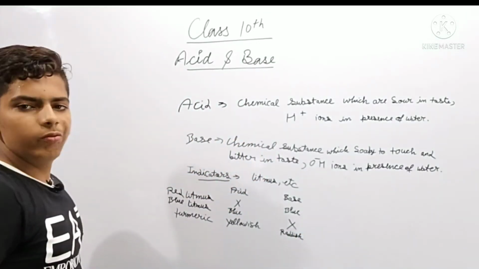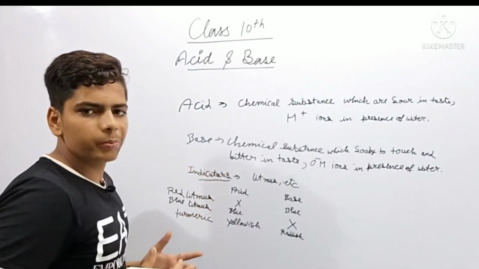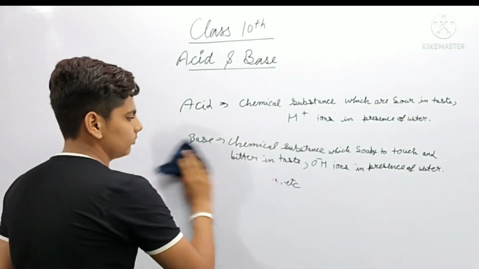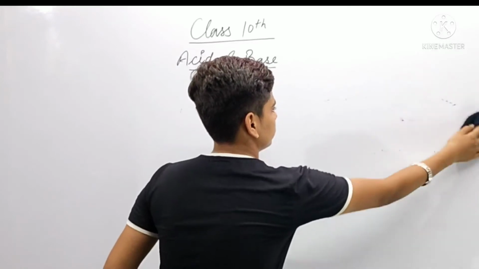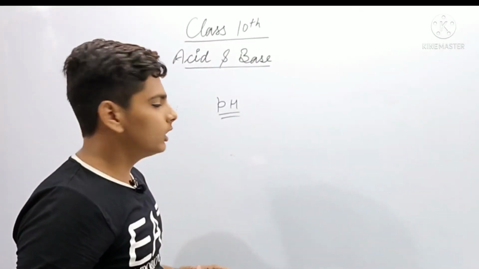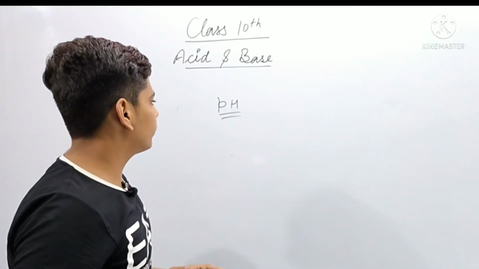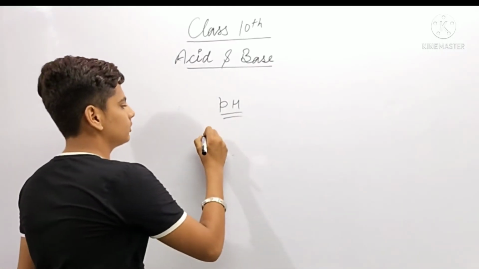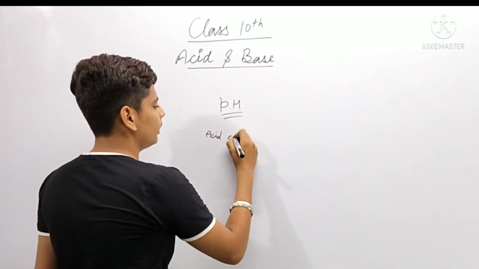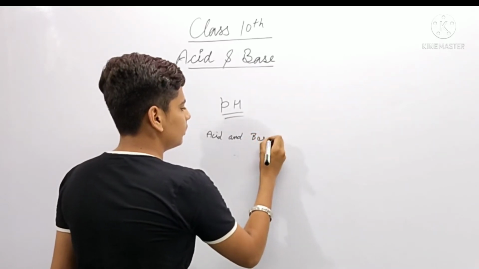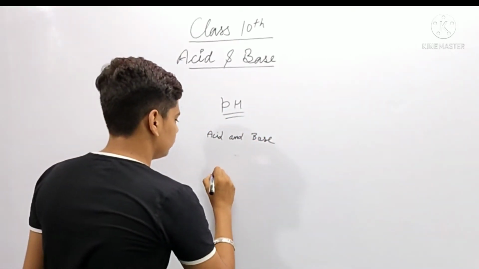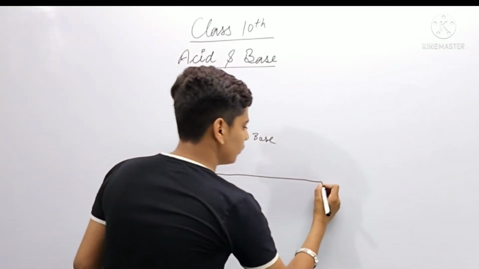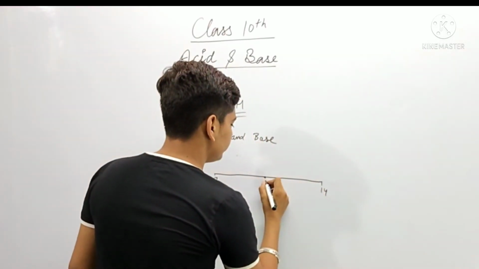So now we will talk about what is pH. pH is a term which is used to identify the strongness and weakness of acids and bases. pH has a scale which is 0 to 14. Mid is 7.